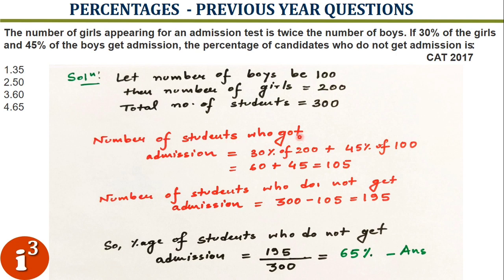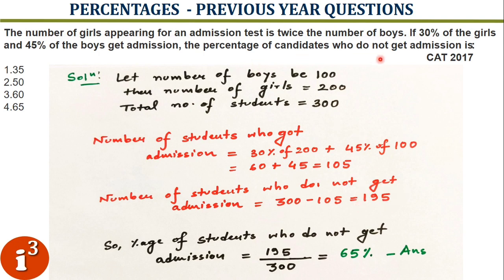So the number of students who got admission is 30% of the girls, and girls are 200 in number, so 30% of 200, plus 45% of the boys, 45% of 100. 30% of 200 is 60, and 45% of 100 is 45. That is 105. So out of 300 students, 105 got admission. So how many did not get admission? 300 minus 105 means 195 did not get admission.